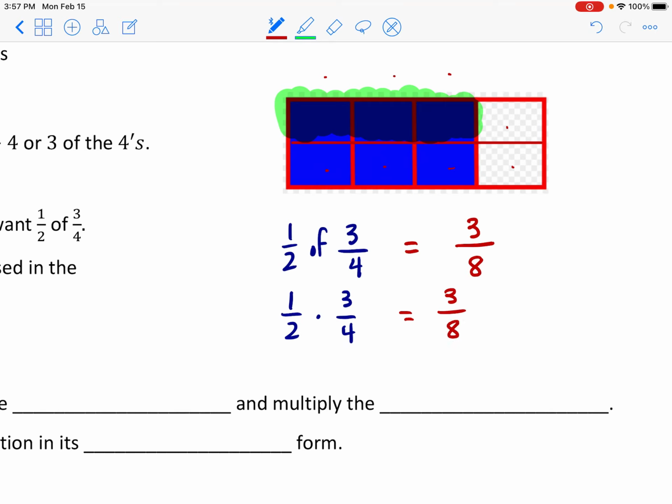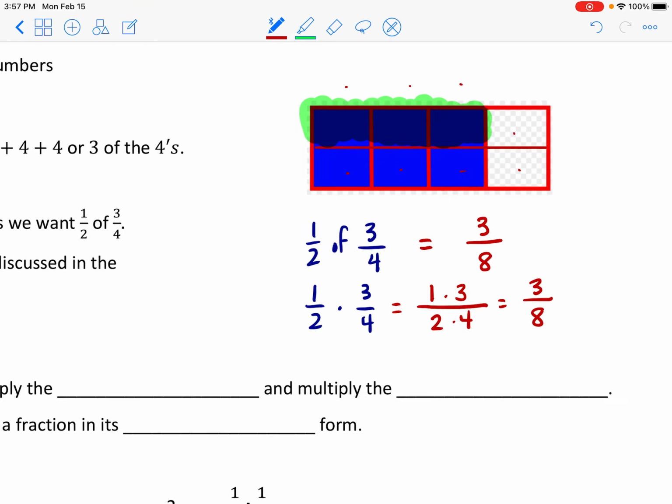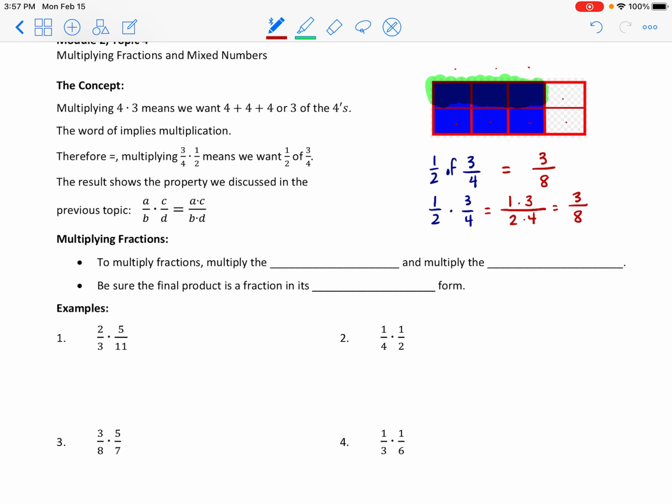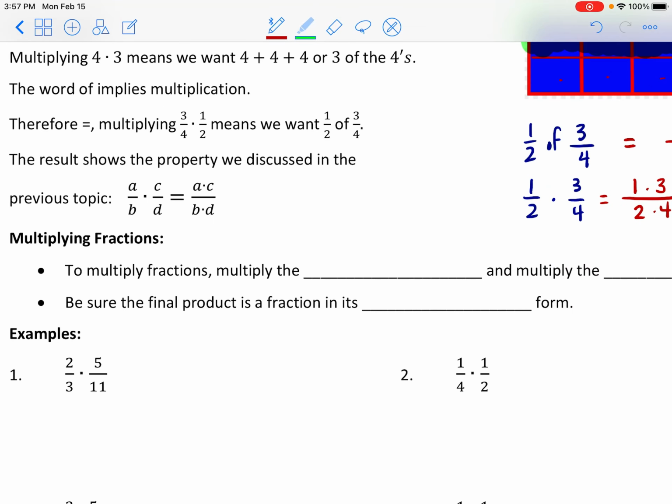So what are we doing? Well, we're kind of skipping a step here, but we're using a property in reverse that we talked about before. We're simply going to make this one fraction where we can multiply our numerators to get the top, and we can multiply our denominators to get the bottom. So the 1 times 3 on the top gives us 3, and the 2 times 4 on the bottom gives us 8. Okay, so multiplication of fractions isn't too terrible. We are just using the property we talked about in our last topic, but in reverse.